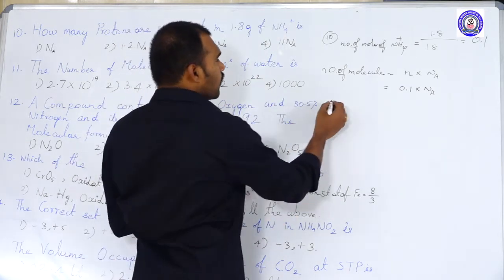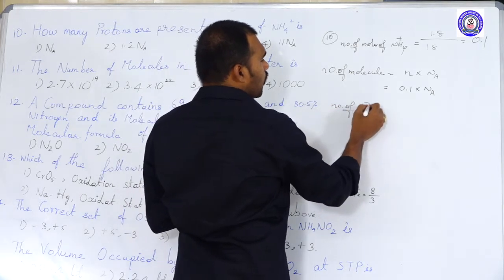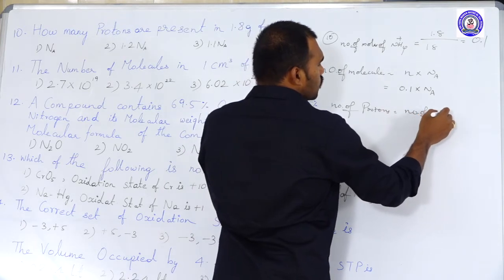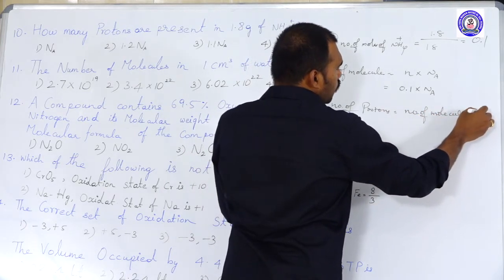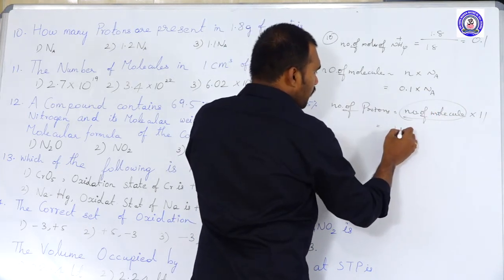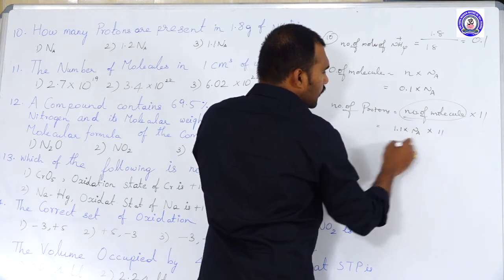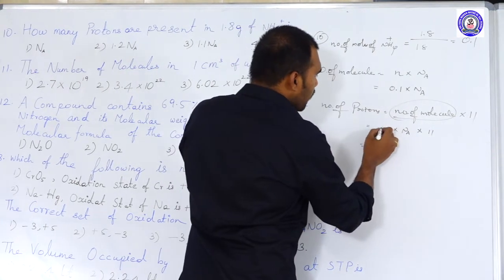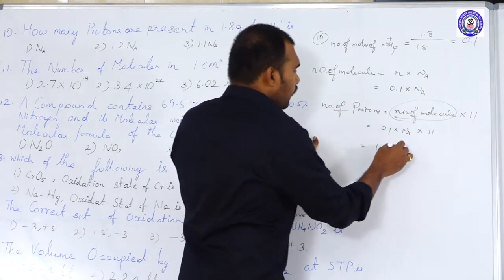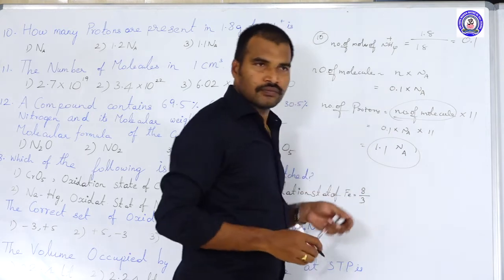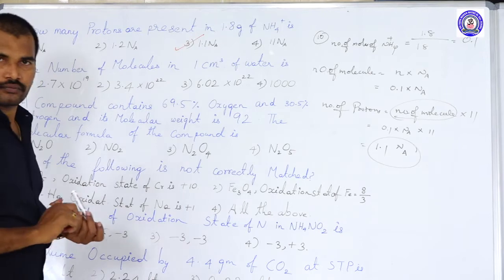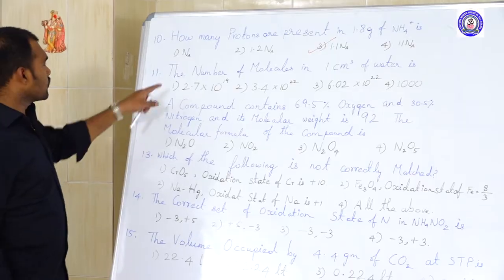So the total number of protons is equal to the total number of molecules of ammonium ion into 11. That is equal to, what is the total number of molecules? That is 0.1 into Avogadro number into 11. So how much? 0.1 into 11, that means around 1.1. 1.1 times of Avogadro number. So 1.1 times means this is the third option. Okay. Let us move to the next question.